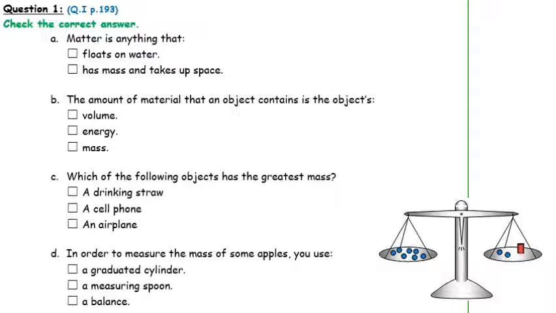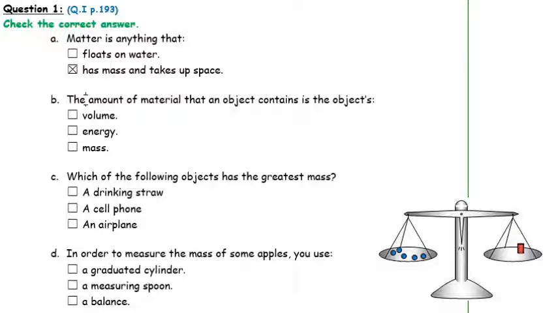What do you think? Isn't water made of matter also? Aren't things found inside the water or that can sink in water made of matter also? So this is not the right choice. Matter is anything that has mass and takes up space for sure. So we're choosing choice number 2.